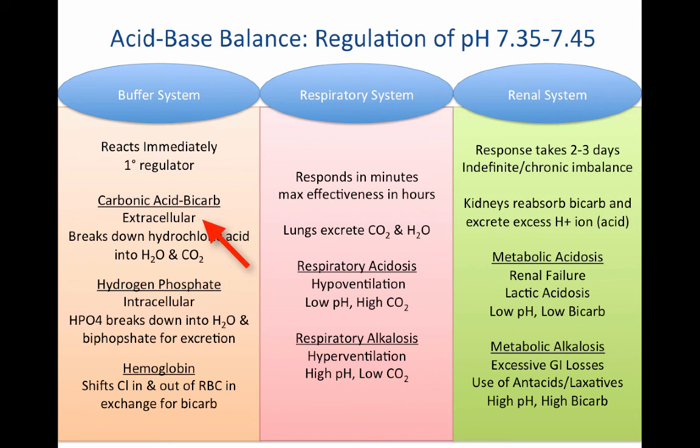This is the carbonic acid bicarbonate system. You probably remember this. This happens in the extracellular space. So this is what's actually going to happen right in the extracellular space, so outside the cell. The carbonic acid bicarbonate will actually neutralize hydrochloric acid in our blood, so it will break down the hydrochloric acid into water and CO2. The hydrogen phosphate system will actually work intracellularly. So right inside the cells themselves, the hydrogen phosphate will break down into sodium and water, and sodium biphosphate then gets excreted by the kidneys, okay?